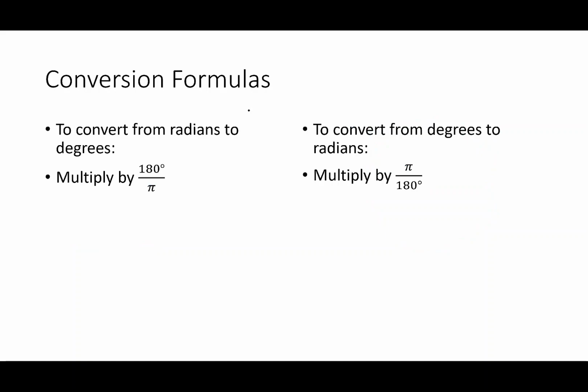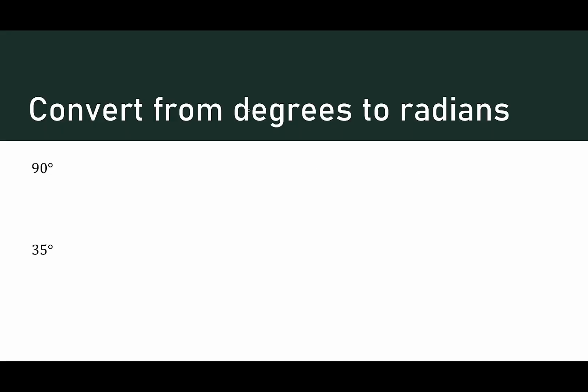We actually want to write two formulas down right now. These are our conversion formulas. So to convert from radians to degrees, we're going to multiply by 180 degrees over pi. If we want to convert from degrees to radians, we will multiply by pi over 180 degrees. Again, write this down for now. I'm going to show you how that works. So let's try these examples.